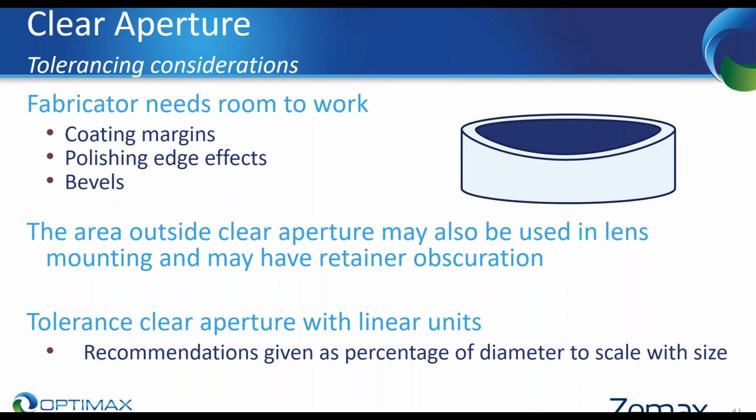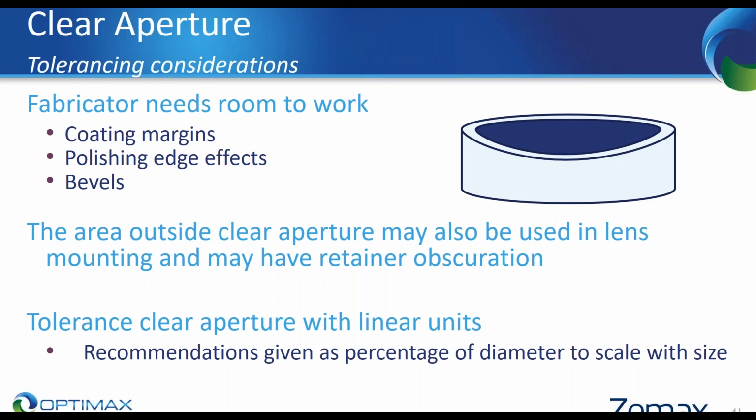It's also something to keep in mind that if your optic is going to be in any type of assembly at all, it is likely that it may have some type of obscuration or retainer obscuration. So knowing how much you need to account for that, and also including your clear aperture as different than your full aperture, may be very helpful.